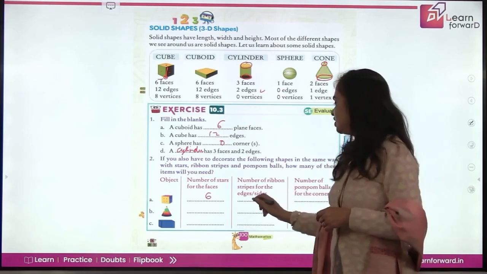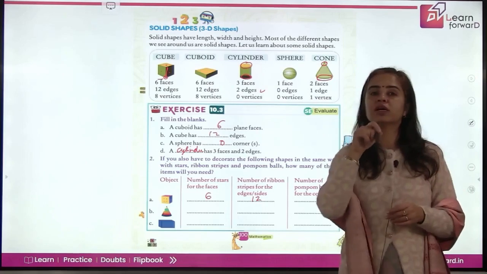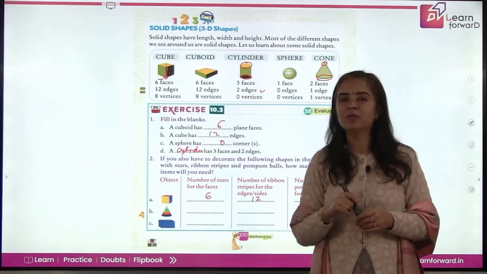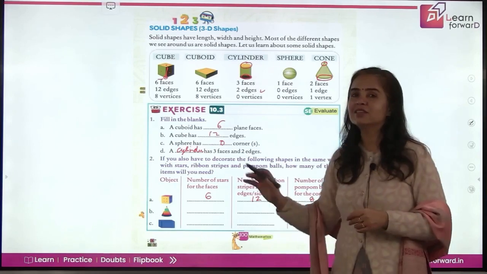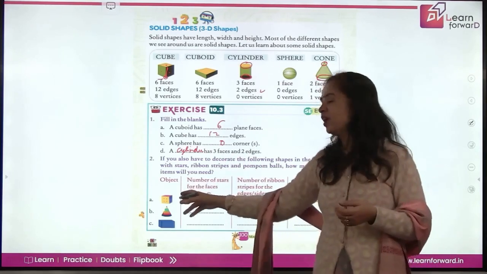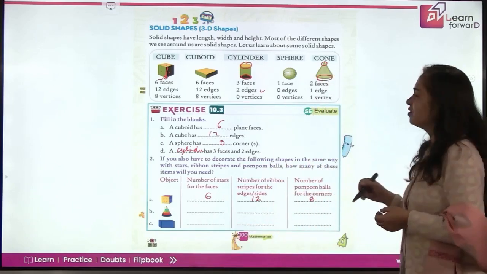12. So you will need 12 ribbon strips, and then pom-pom balls for the corners. How many corners are there in a cube? 8. So you need 8 pom-pom balls for the corners. So this is how you will decorate your cube. So for the next two shapes, you will be counting them yourselves and decorating.